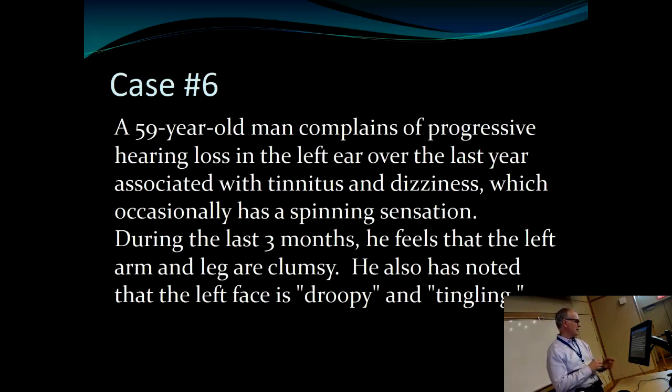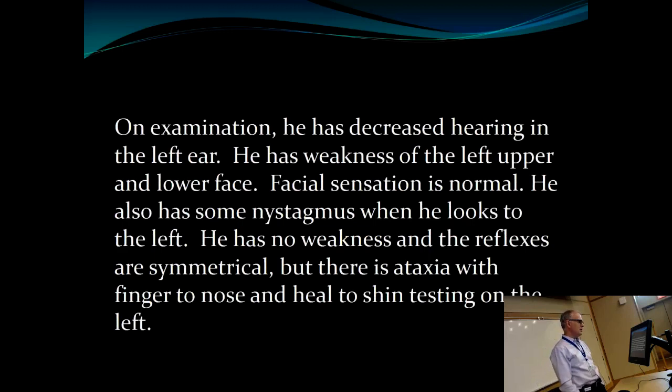And why do you think he has left arm and leg clumsiness? Cerebellum is right there, in the left Cerebellopontine angle. So if we have something in that one place, it's going to affect the cerebellum and cranial nerves 7 and 8. So on exam, he has decreased hearing in the left ear.